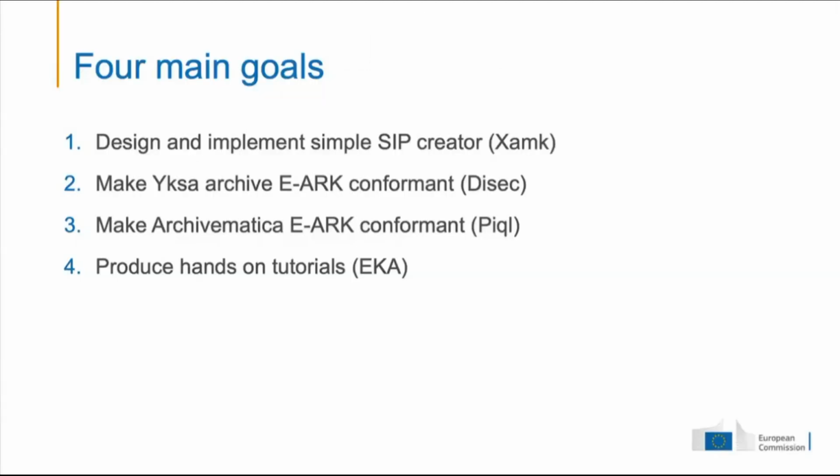So moving on, this OneClick eArchiving project had 4 main goals, and I will concentrate on this IP creator mostly in this short presentation. So that was our first goal, to design and implement this simple submission information package creator. And then the second goal was to make DISEC's XA archive. I know that's a difficult word for non-Finnish people, but that's the name, XA.